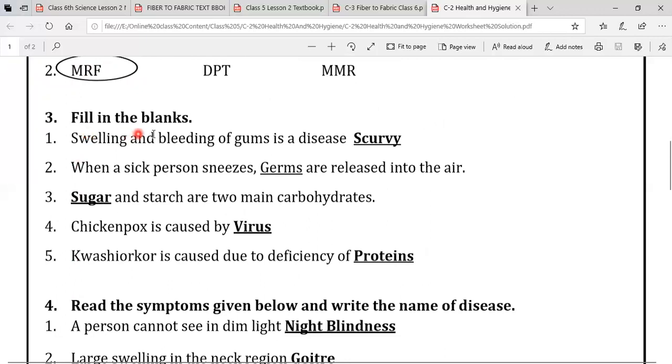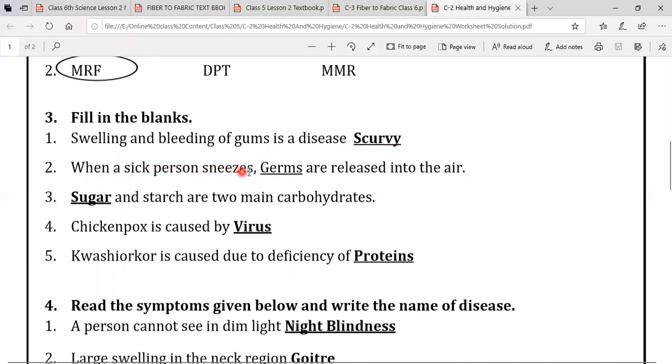Next main: fill in the blanks. Swelling and bleeding of gums is a dash disease. What type of disease? Swelling and bleeding of gums. It is a disease called scurvy, which is caused due to deficiency of vitamin C.